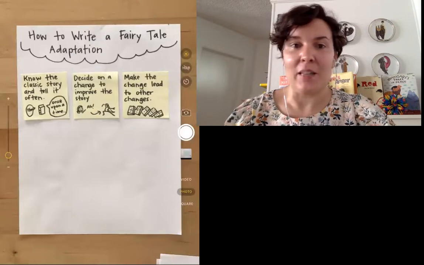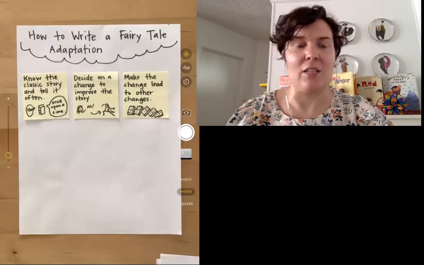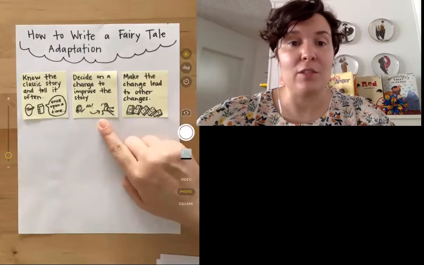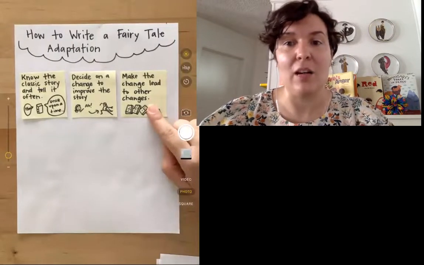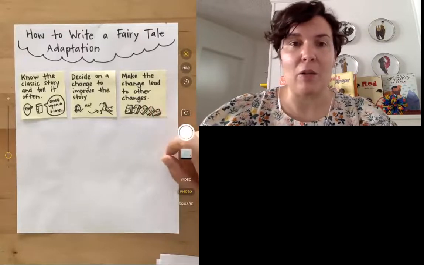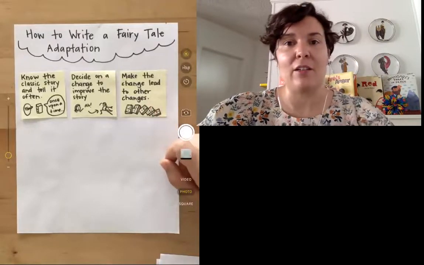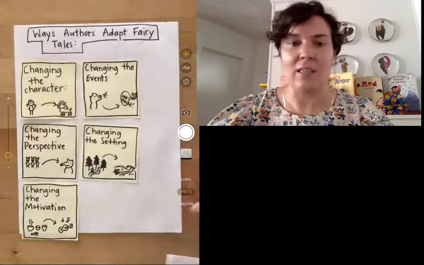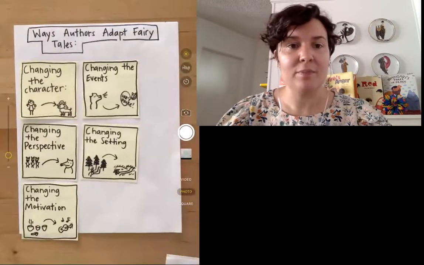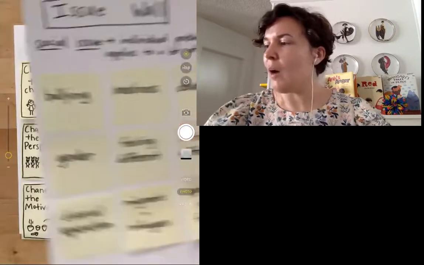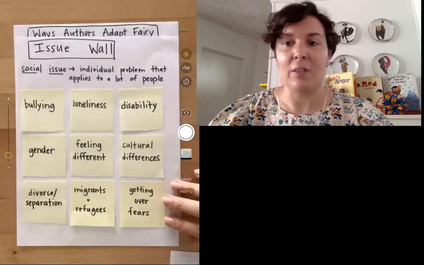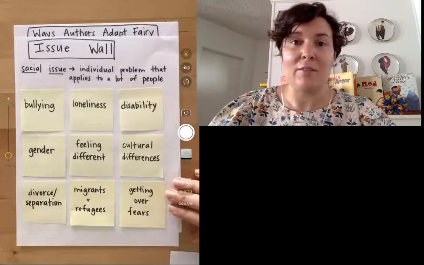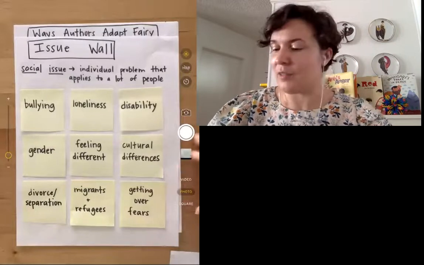Last week, when we came together, when thinking about how to write a fairy tale adaptation, we learned that writers decide on a change to improve the story and then make that change lead to other changes. So I've been thinking about Goldilocks, and you've been thinking about either Little Red Riding Hood or the Three Little Pigs. And we thought about a type of change we could do to the story. We also thought about why authors make changes, whether it's to teach a lesson about a social issue, or maybe simply to make the story funnier, more entertaining, or more relatable for the audience.